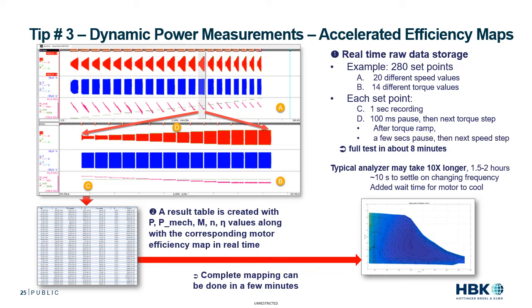So the entire efficiency map is done, in this example, in about 8 minutes, whereas the typical power analyzer would take at least 10 times longer due to the 10-second settling time between changing of frequencies, and there would even be some added wait time for the motor to cool down. Hence, this accelerated efficiency mapping saves expensive test lab time.